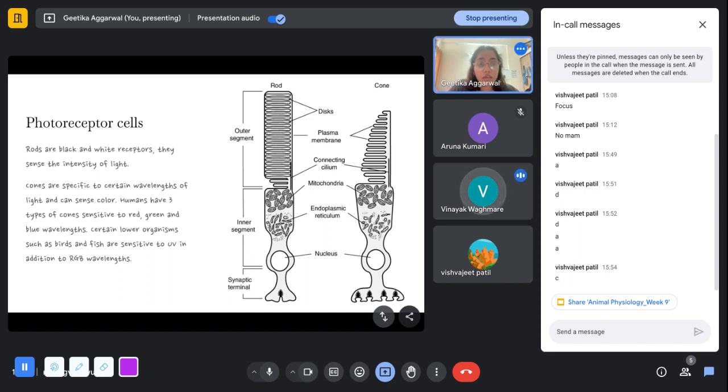Correct. That is rhodopsin and iodopsin. First of all, the major difference is that rods only see the intensity of light, so they can only form a black and white image. Cones are actually sensitive to the color of light and they can form colored images. And then the difference is in the shape, and then the difference is in the rhodopsin and iodopsin.